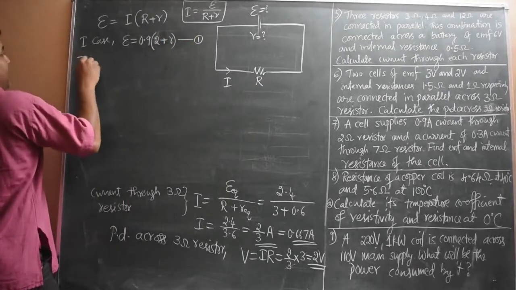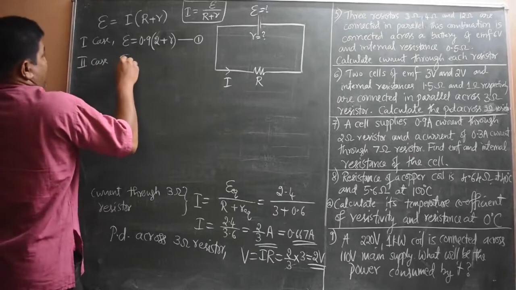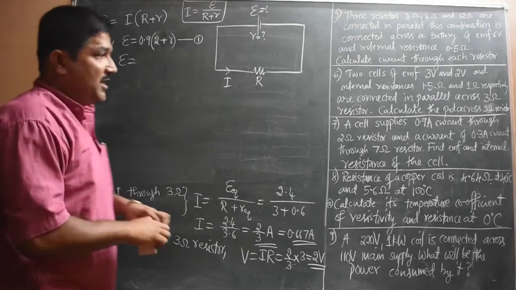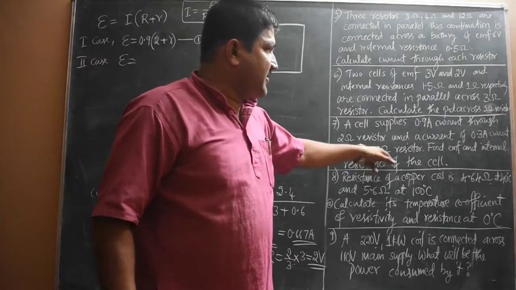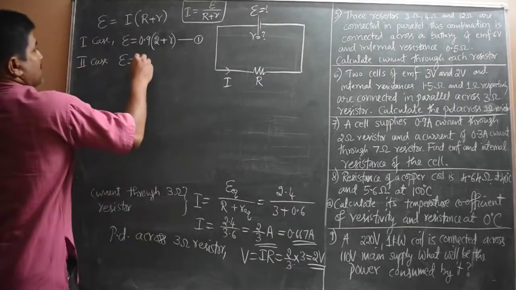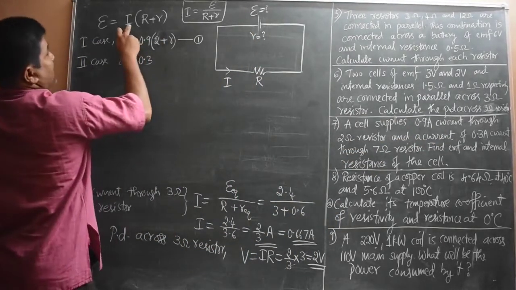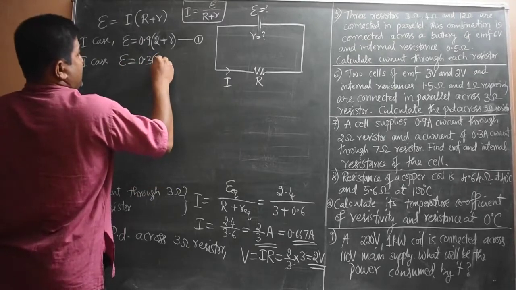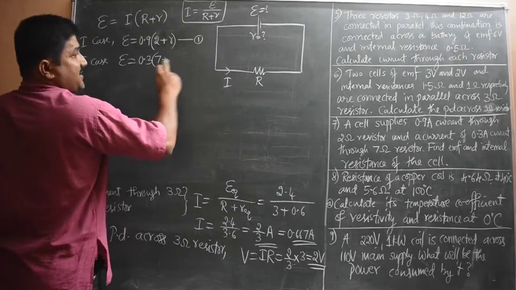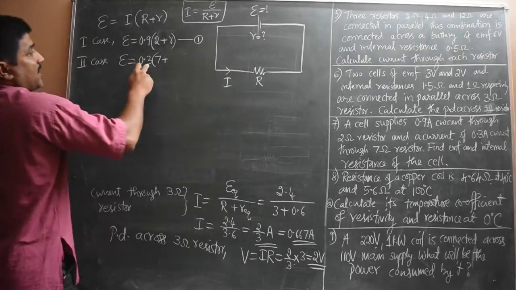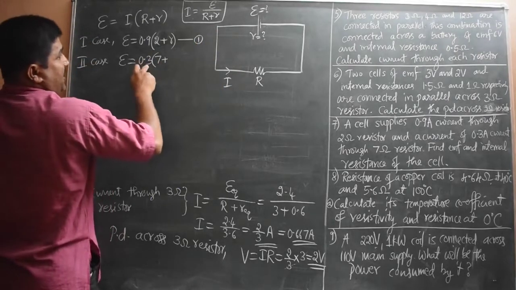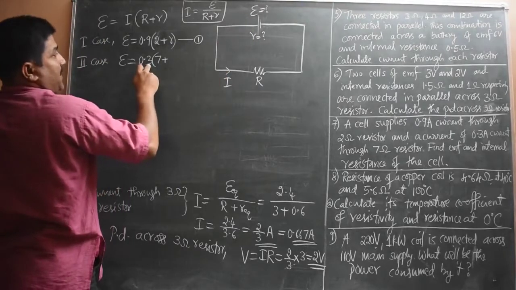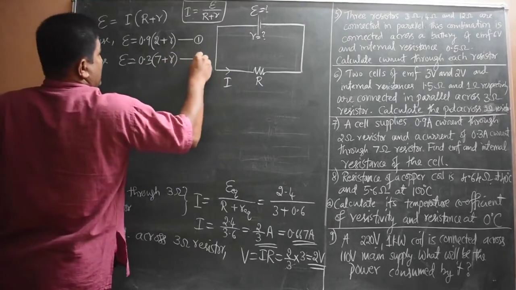Then second case, EMF epsilon unknown. Second case resistor is 7 ohm, current is 0.3. So the current is 0.3, I substitute in place of I. Then external resistance connected in this situation is 7. If a 7 ohm resistor is connected to the same cell, current through that 7 ohm is 0.3, or current drawn from the cell is 0.3 ampere. Okay. So these two are the equations.